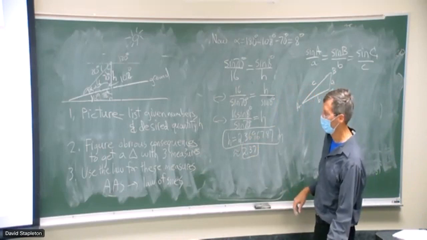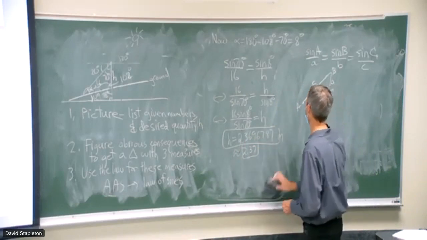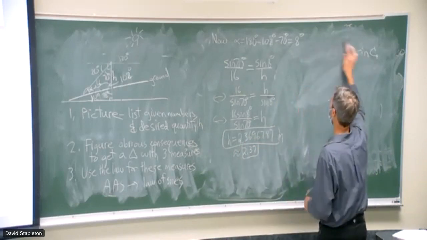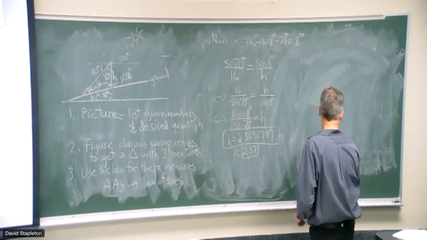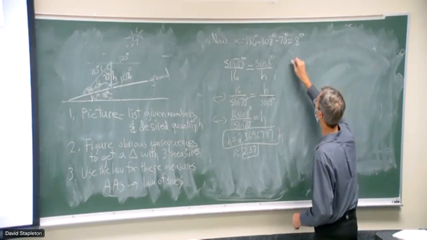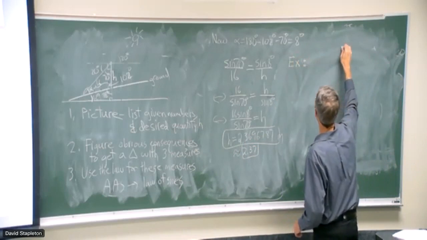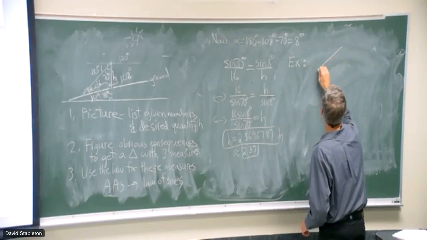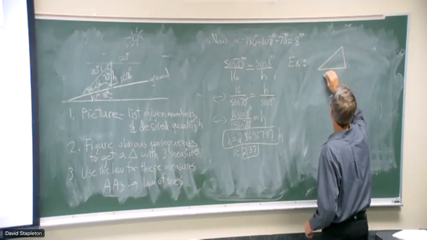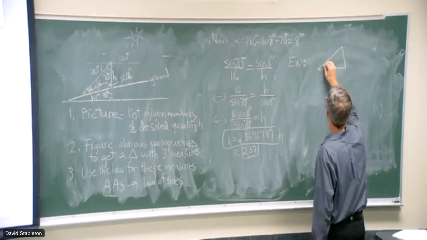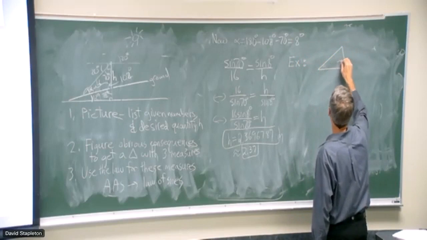So that's the harder problem. I want to make sure I did at least one of those. Then I'm going to do one more ambiguous case, because that's kind of the hardest one in the section. Suppose I gave you this triangle here, for instance. And I said, suppose this angle here is 70 degrees.